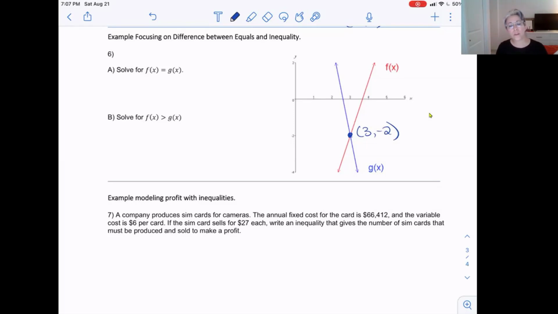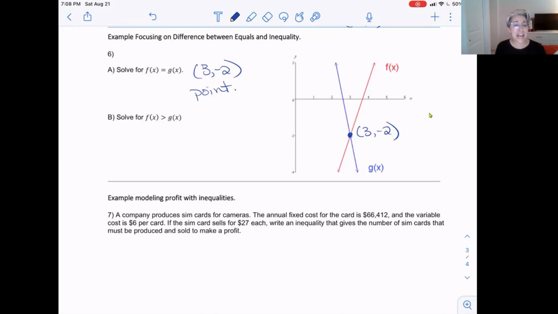Well, if you want to know where they equal each other, they're going to equal each other where they intersect. In other words, that point is a solution to both. So it would just be (3, -2). This is a point. I know it looks like it could also be an interval. So context is important. Equality, an equal sign, you're looking for just that point.